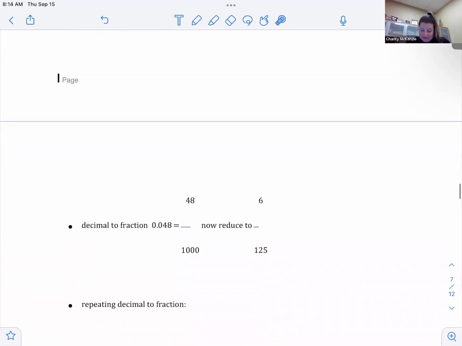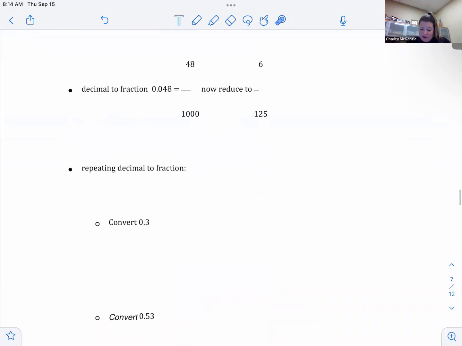So you just divide. Okay, so what if I want to go decimal to a fraction? If I have 0.048, I'm just going to look at that. I go out 1, 2, 3 places, right? And that is tenths, hundredths, thousandths. So it's in the thousandths place. So I'm going to write it as 48 over 1,000. And then I reduce that fraction as low as we can get on that fraction.